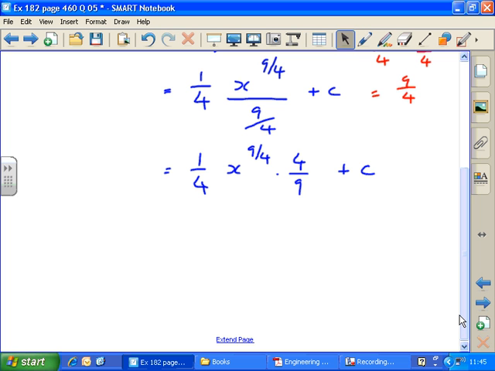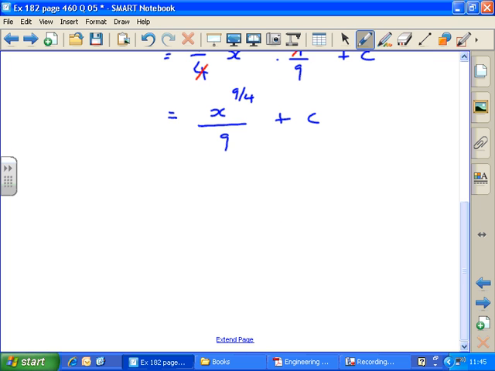Looking here, we can see that we've got a 4 on the bottom and a 4 on the top, so they cancel. So that means we're left with the solution x to the 9 over 4, over 9, plus c. And writing in root form, the 4 underneath in the fraction means we can write that as the 4th root. So this could be written as the 4th root of x to the 9, all over 9, plus c.